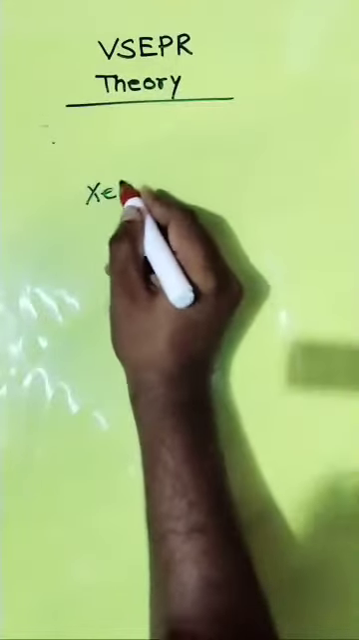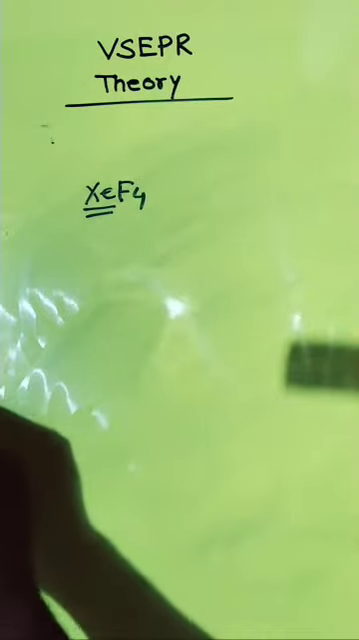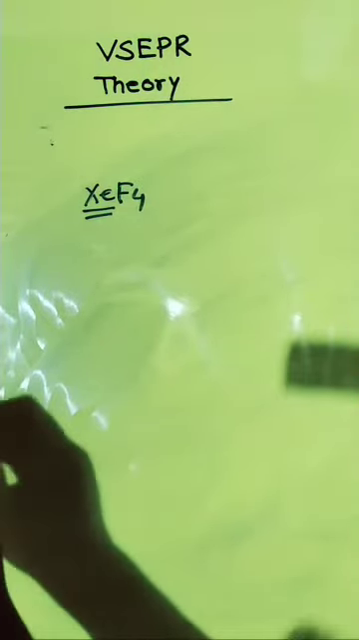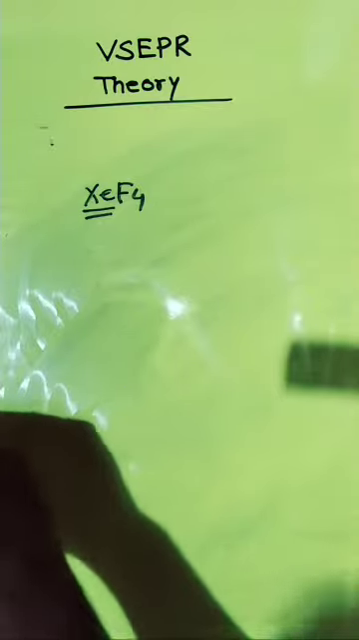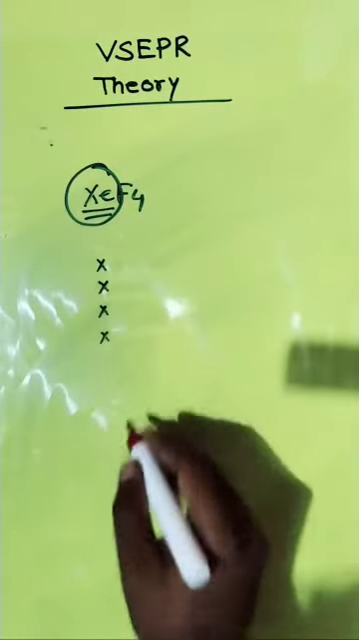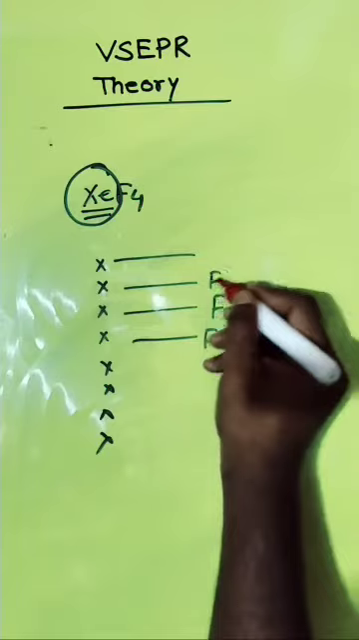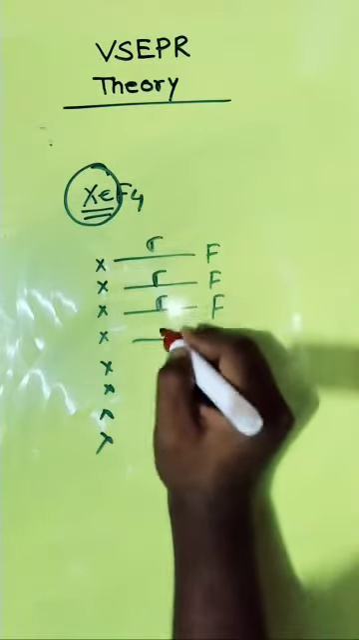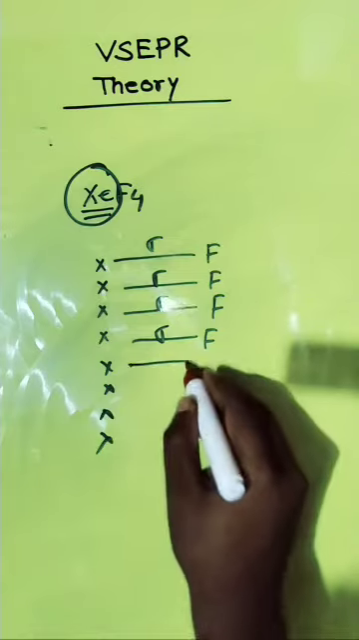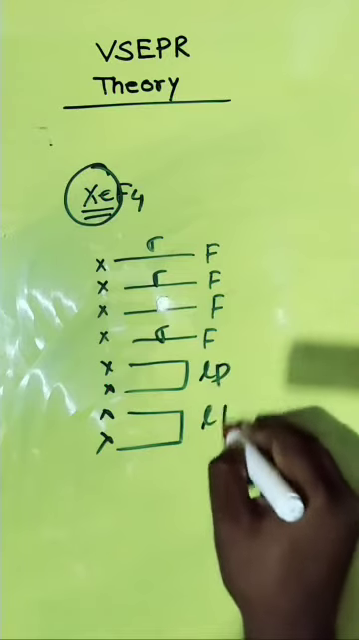Next structure is XeF4, that is xenon tetrafluoride. And you know xenon is a noble gas element, and xenon is the only noble gas element that can form a molecule with fluorine or oxygen atoms. In case of xenon, there are 8 valence electrons. That is the 8 valence electrons of xenon, and there are 4 fluorine atoms which form sigma bonds with 4 valence electrons of xenon, and the remaining 4 electrons act as lone pairs.